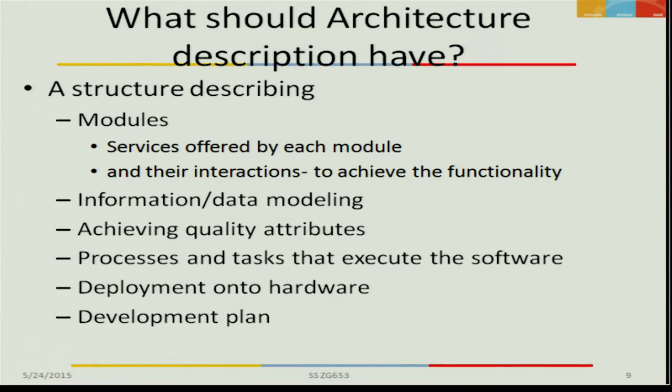So essentially there are 6 elements that you need to address here: the modules, the information, achieving quality attributes, process views, how it is deployed, and how it is developed. These are the things that one must describe as a part of software architecture.